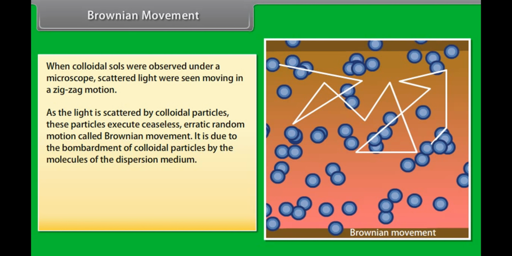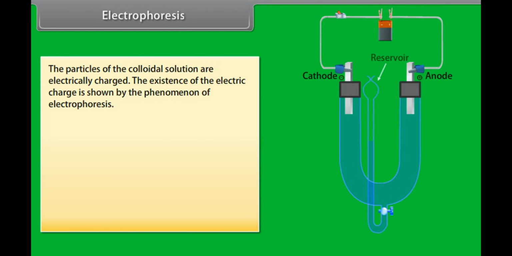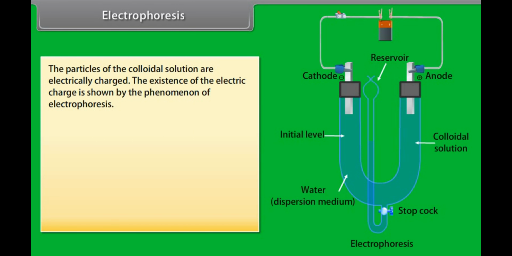It is due to the bombardment of colloidal particles by the molecules of the dispersion medium. Due to Brownian movement, the colloidal particles do not settle down under the force of gravity, and therefore, it is an important factor for the stability of the sol. Electrophoresis. The particles of the colloidal solution are electrically charged. The existence of the electric charge is shown by the phenomenon of electrophoresis.